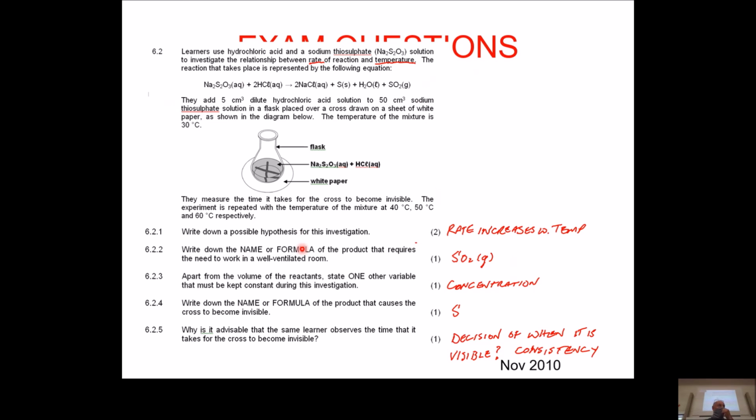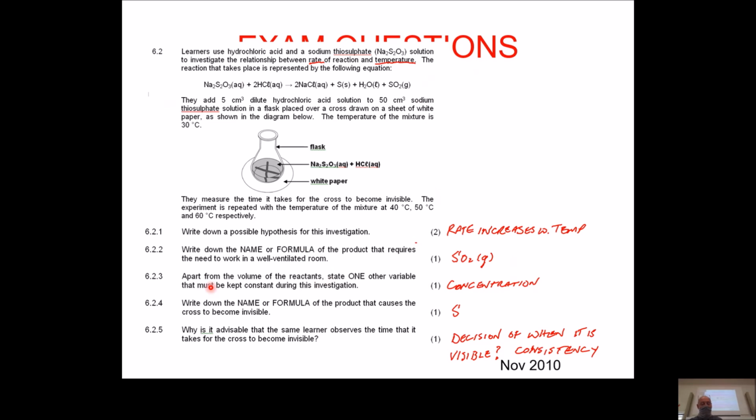Guys, please be careful with that. If they say write down the name, and they don't say the formula, then you mustn't give the formula because you won't get the mark. And vice versa. If they say identify, then you can write either. But just look at that, small issues, details.